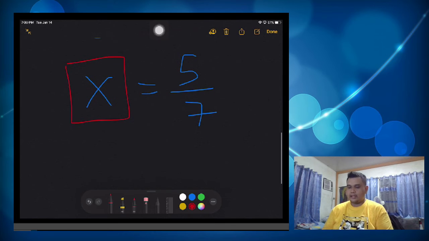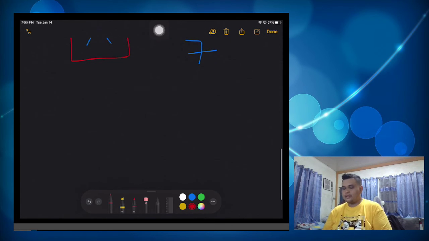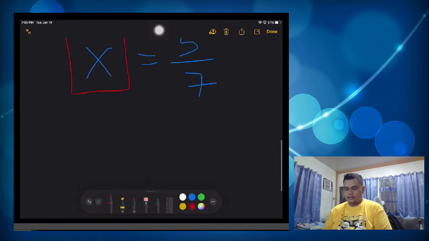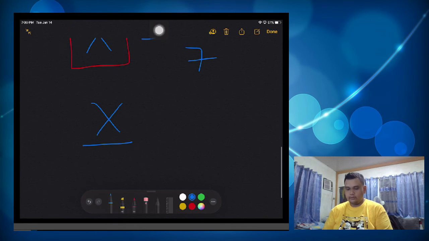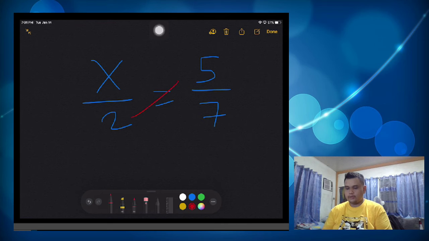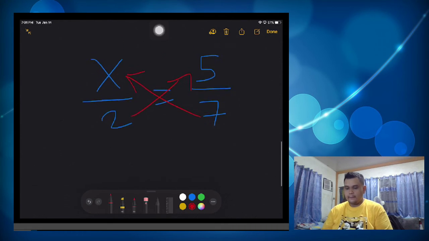Okay, you might tell me again, Teacher Mark, what if there is a different value as a denominator for x? So for example, let's say x over 2 equals 5 over 7. Same rules will apply. All you need to do is just to cross multiply the value. Okay, I hope you're following.